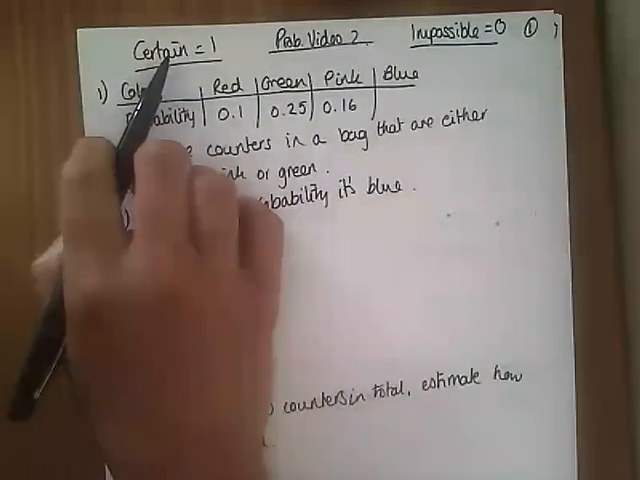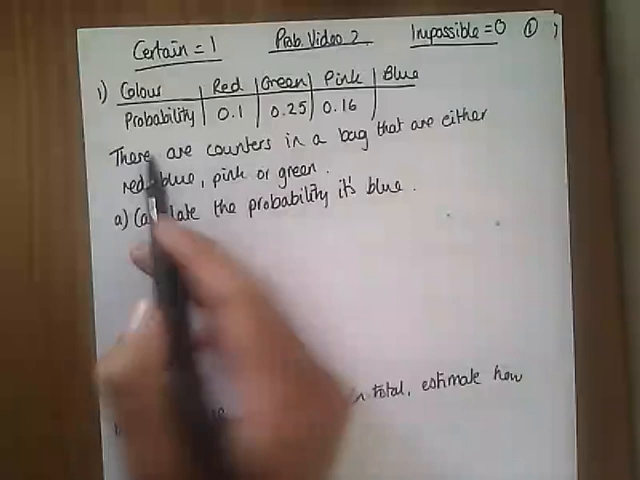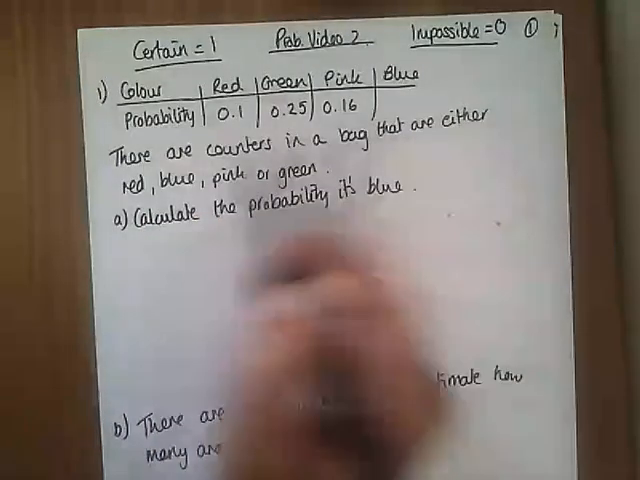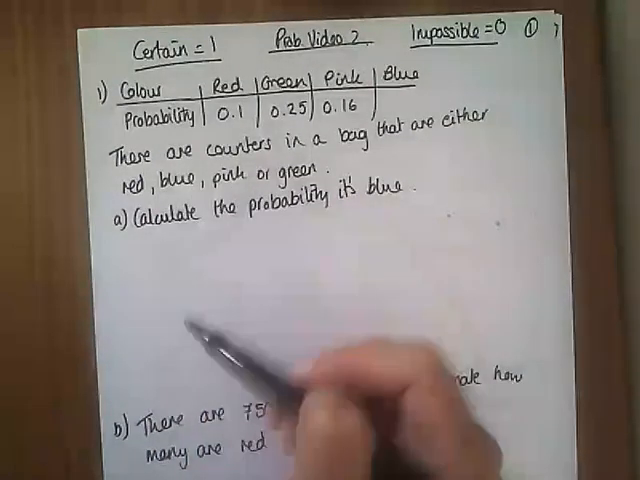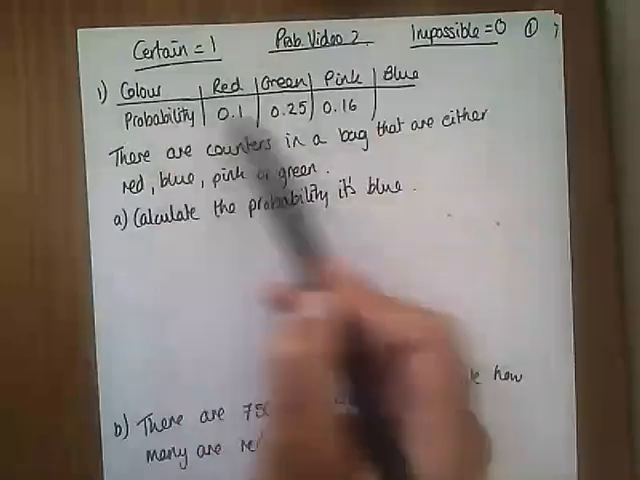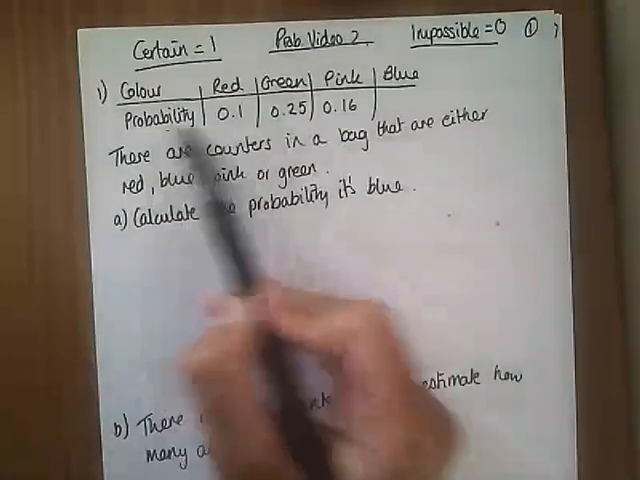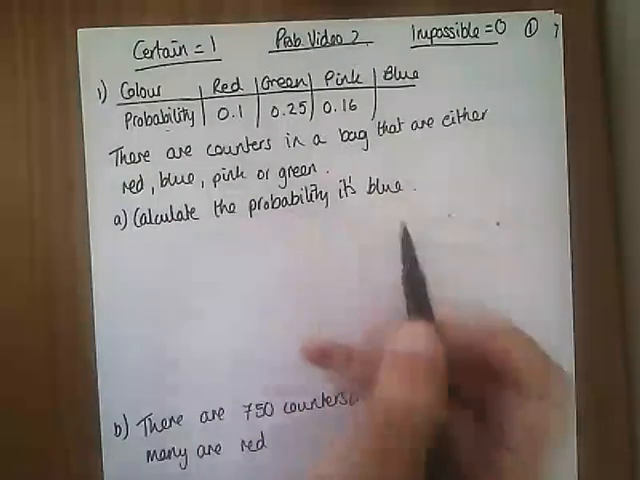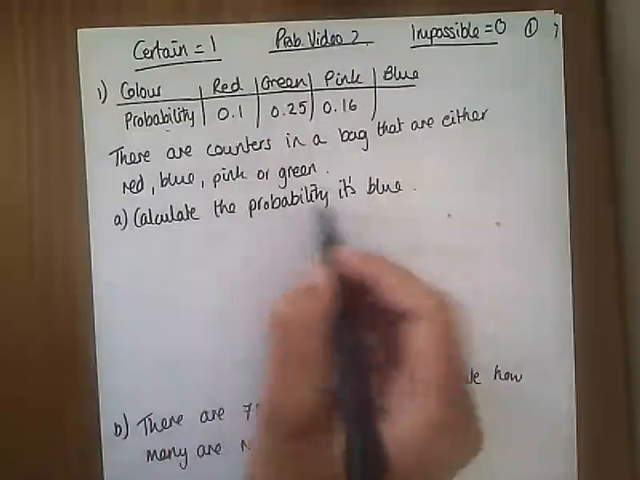Right, so there are counters in a bag that are either red, blue, pink or green, okay? And they are given here in a table. Here are the colours, here's the probabilities of getting them. And then we've got to calculate the probability it's blue.